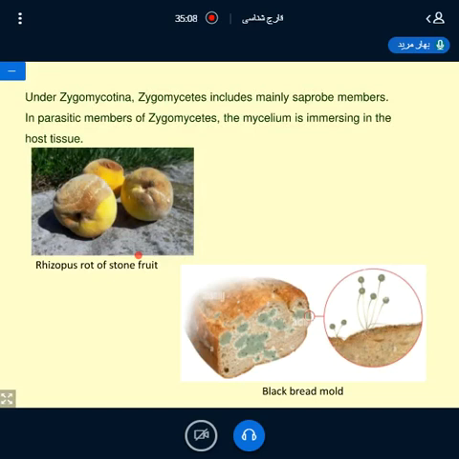Under the Zygomycotina, Zygomycetes include mainly saprophytic members. These members can exist on dead material. In parasitic members of Zygomycetes, the mycelium is emerging in tissue. One of the genera of Zygomycotina is Rhizopus. These fungi cause rot of stone fruit, and you can see it on the bread.